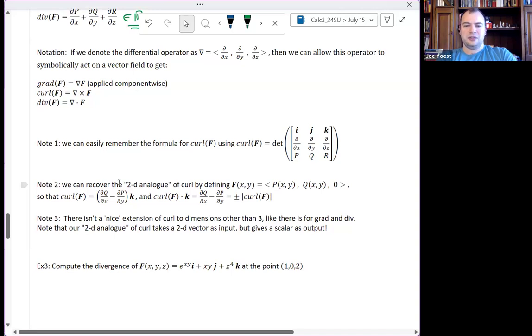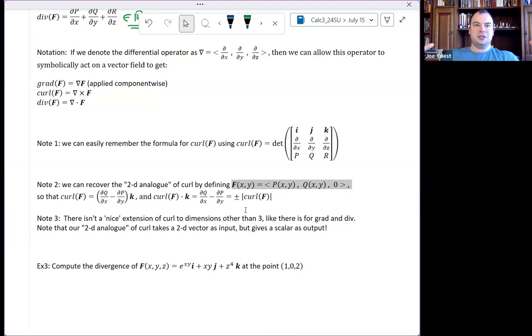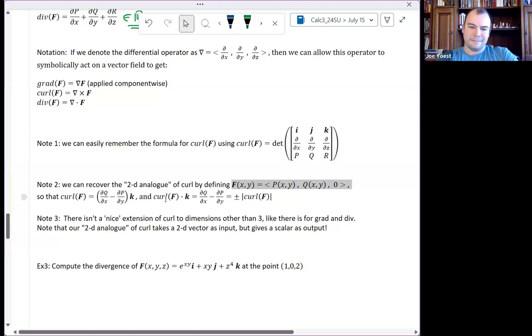Note two, we can recover this 2D analog of curl by first taking our two-dimensional vector field and appending a third dimension onto it, but just making that 0. So just making a three-dimensional vector field where all of the k components are just 0. So we just smush it back down to 2 dimensions. And then we note that for curl f here, R in this case would just be 0.